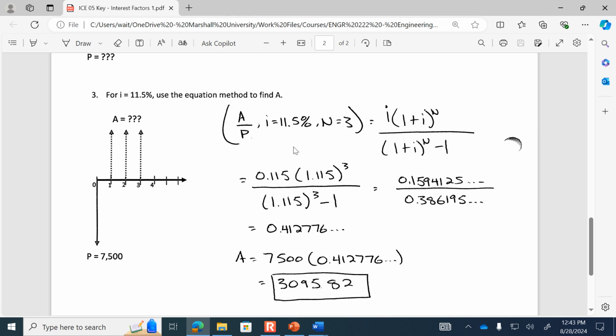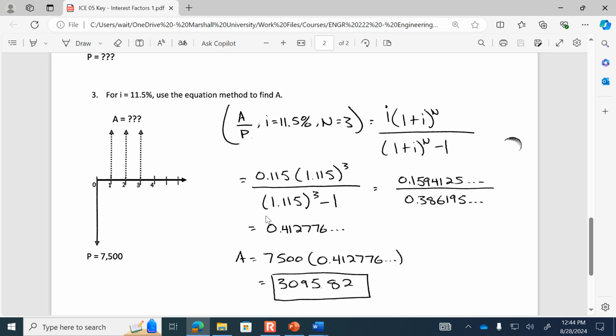The advantage of this approach is I'm showing the formula, and then I'm showing the substitutions, and then the first round of calculations is everything in the numerator, everything in the denominator, and then I show, once you divide those two, what you end up with.